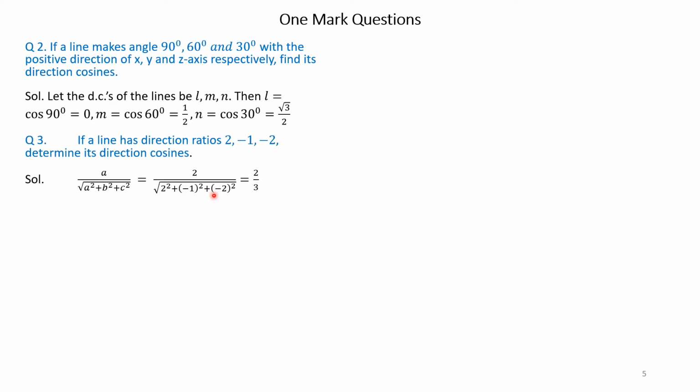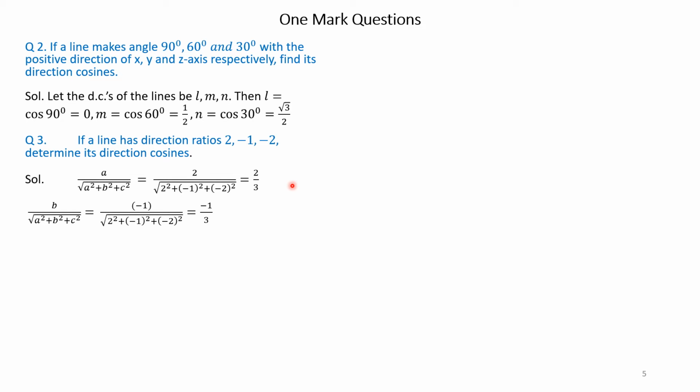Simplifying, we get 2 divided by the square root of 2 square, which is 4, plus minus 1 whole square, which is 1, 4 plus 1 is 5, plus minus 2 whole square, which is 4. So the total is 4 plus 4, 8, plus 1, 9. Square root of 9 is 3, so l is equal to 2 by 3.